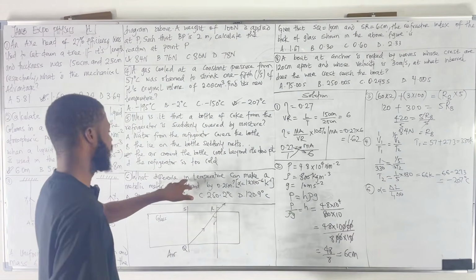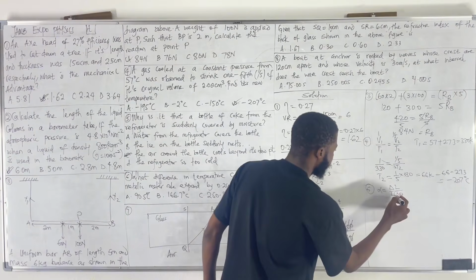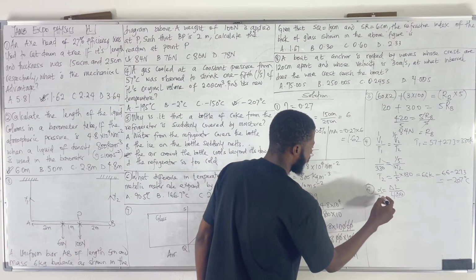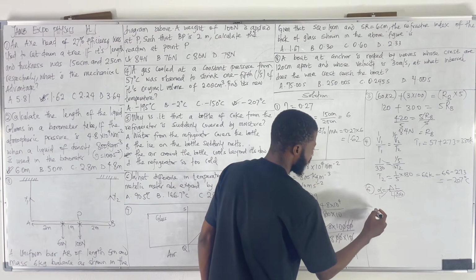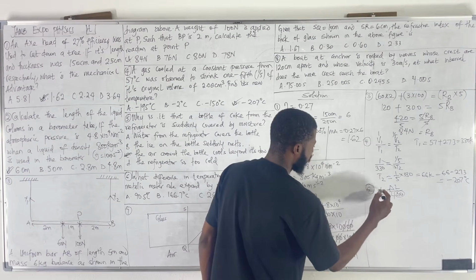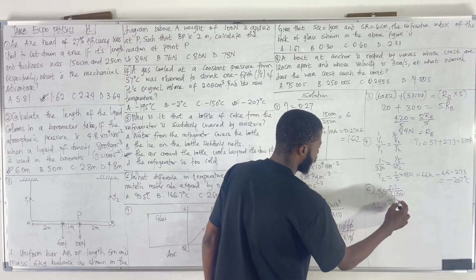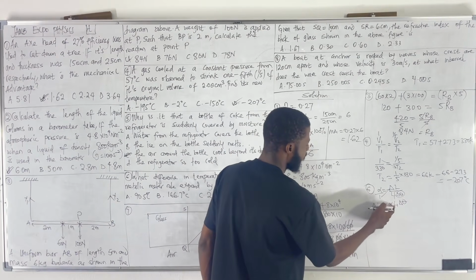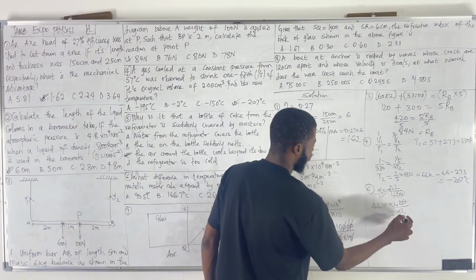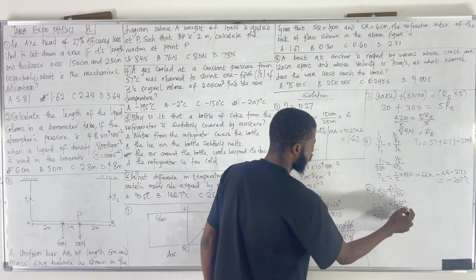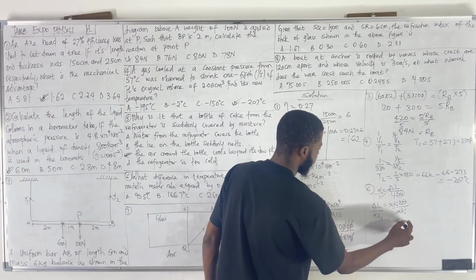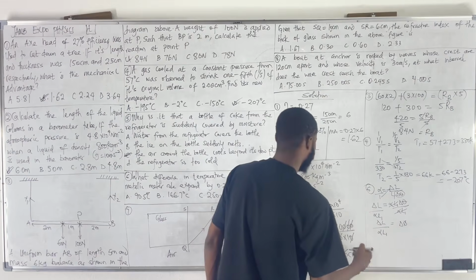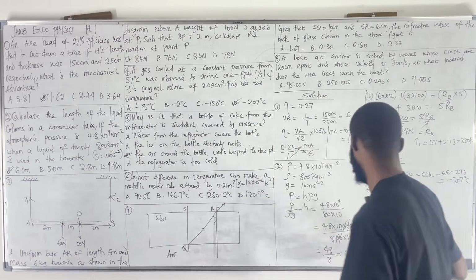Now we're asked to find the difference in the temperature. So we're asked to make this the subject of the formula. So let's first of all multiply by L1. Change in length will become change in length equal alpha L1 change in temperature. So to get my change in temperature, I have to divide by alpha L1. When this cancels this out, I have my change in temperature equal to change in length divided by alpha L1. So what is my change in length?